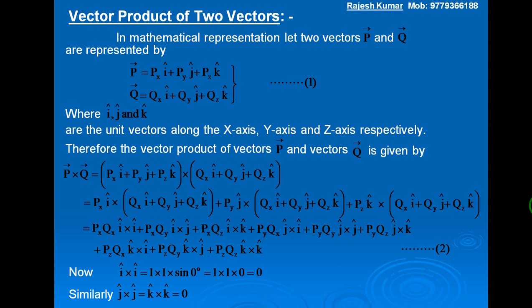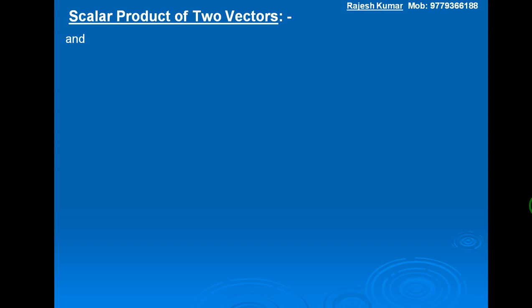And for the remaining vector products of unit vectors, i cap cross j cap is equal to 1 into 1 into sine 90 into k cap, because i cap and j cap are perpendicular to each other and the unit vector is k cap according to the right hand screw rule. So this becomes equal to 1 into 1 into k cap, which is k cap. Similarly, j cap cross i cap is equal to minus k cap, because a vector cross b vector is equal to minus b vector cross a vector, that is, the cross product obeys the anti-commutative law.